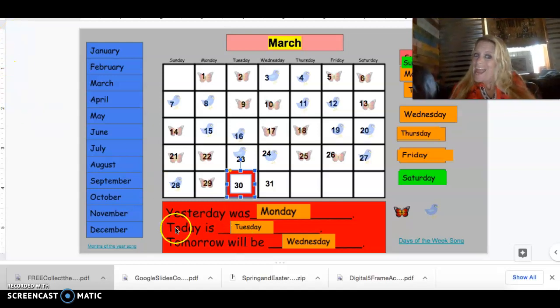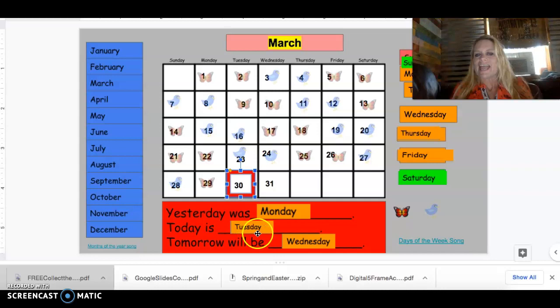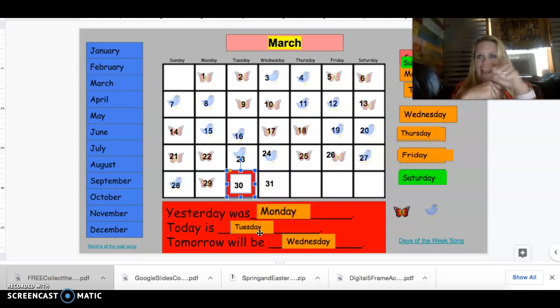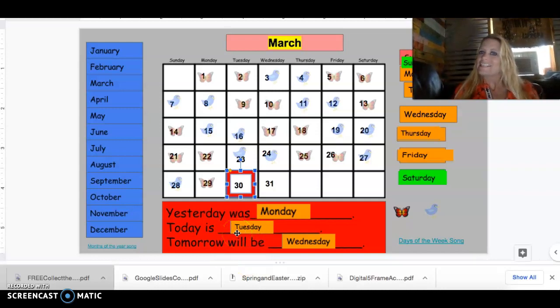Happy Tuesday! Today is Tuesday. Tuesday. Tuesday, Tuesday, clap and sway, because we're at school our second day. Yay, Tuesday! Tuesday begins with the letter T. Tuesday. Here is our number.